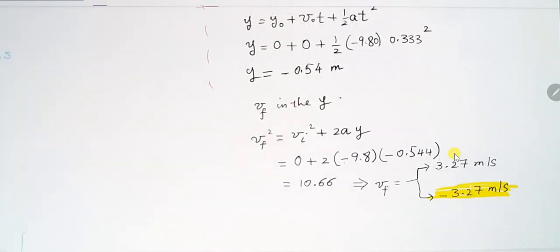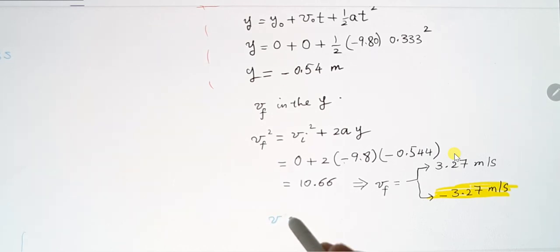Now, let's try to solve it. Why is the V initial 0 though? That's the Y, in the Y. That's a free fall problem. Yeah, okay.